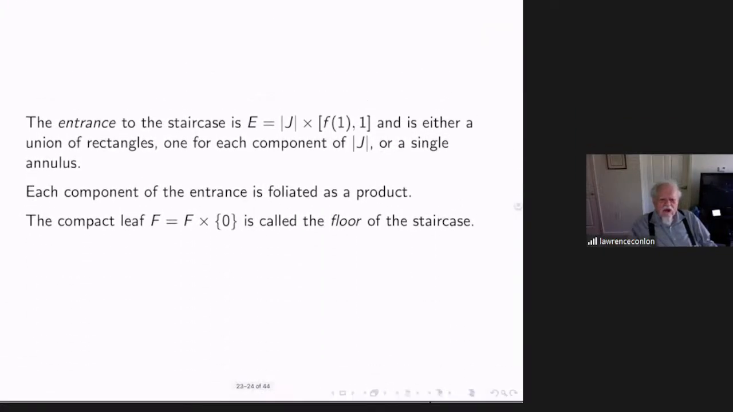Now the entrance to the staircase is J cross [f(1), 1]. Remember, f is a contraction to 0, so f(1) is less than 1, and that's the part where the foliation begins. It's either going to be a union of rectangles, one for each component of the support of J, that's when J is a bunch of arcs, or it's going to be a single annulus, that's when the absolute J, the support of J, is a single essential circle.